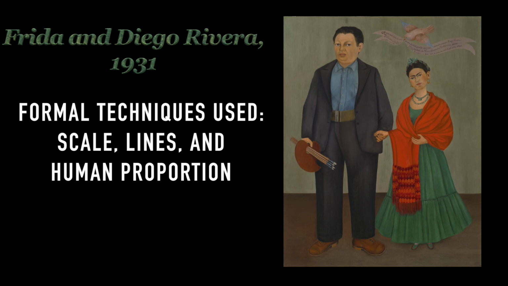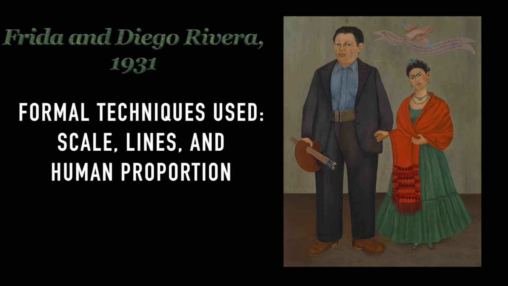Frida painted Frida and Diego Rivera in 1931. In this piece, many of Frida's formal techniques can aid in discovering the meaning behind it. The main example of this is her use of scale. In the painting, Frida paints Diego in a much larger proportion than herself. This expresses how much smaller she feels than him, not only physically, but mentally.